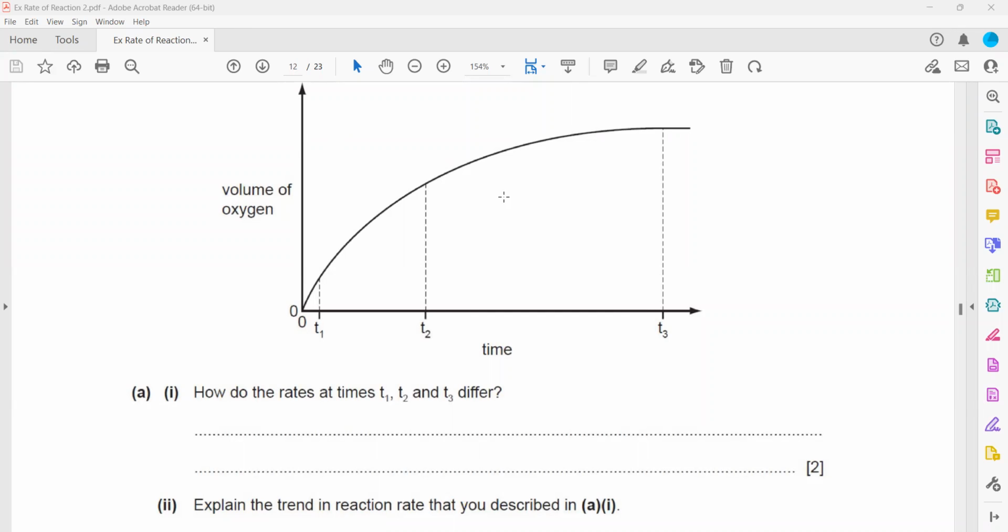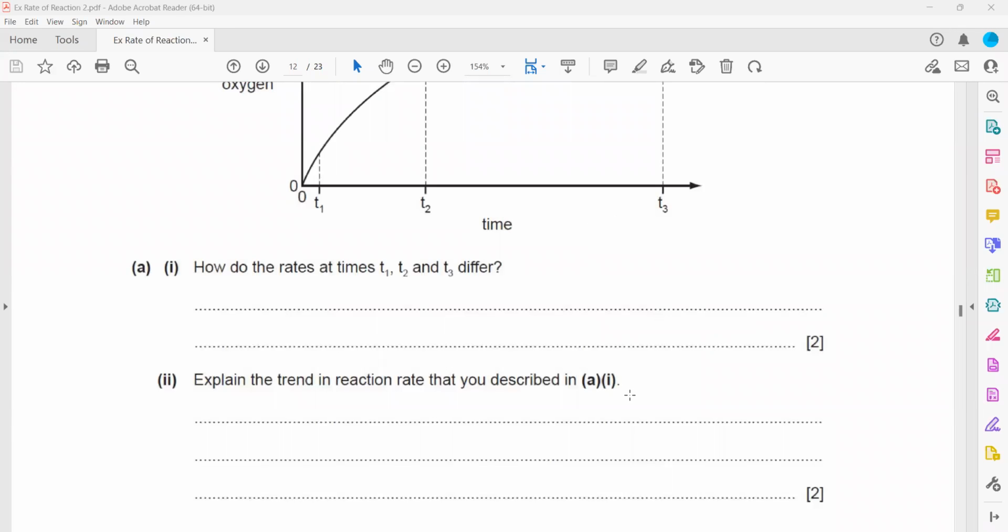The next part: explain the trend, basically why it happened like this. So what is the reason for that? Why is T1 greater than T2? Because in the beginning we have more particles, so higher concentration. But as the concentration of the reactant decreases, there are fewer particles, so the rate will also decrease. Yes, you can mention it in terms of angle as well. So the points here: at T1 the reaction is the fastest, then T2 slows down, and then at T3 the reaction stops.